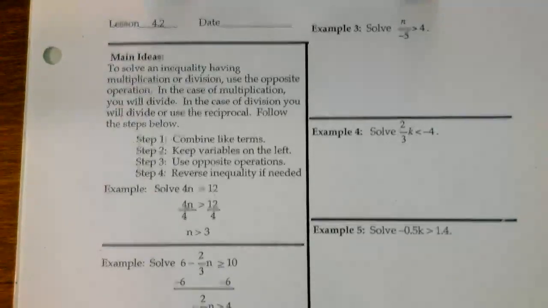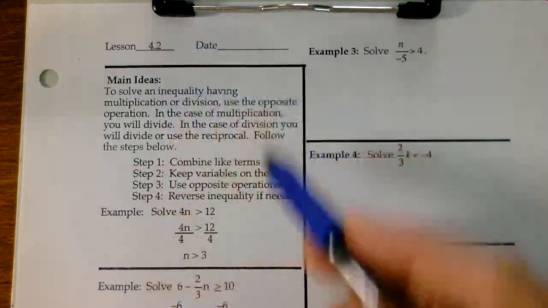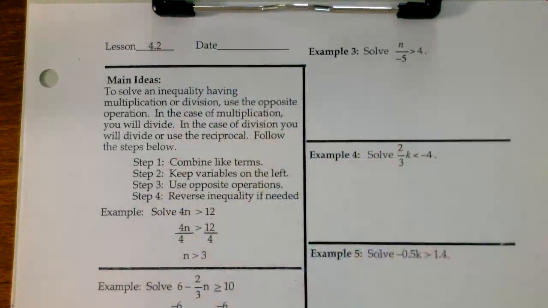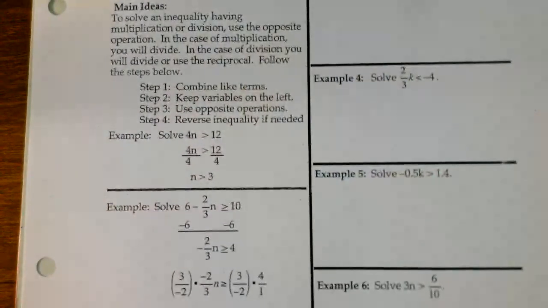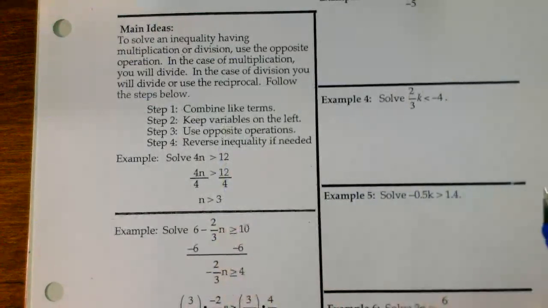Hello everyone. We are doing lesson 2 of chapter 4. This time we're going to do inequalities, but we are going to do some more multiplying and dividing every which way. The same 4 steps are here. We're just going to do more multiplying and dividing.